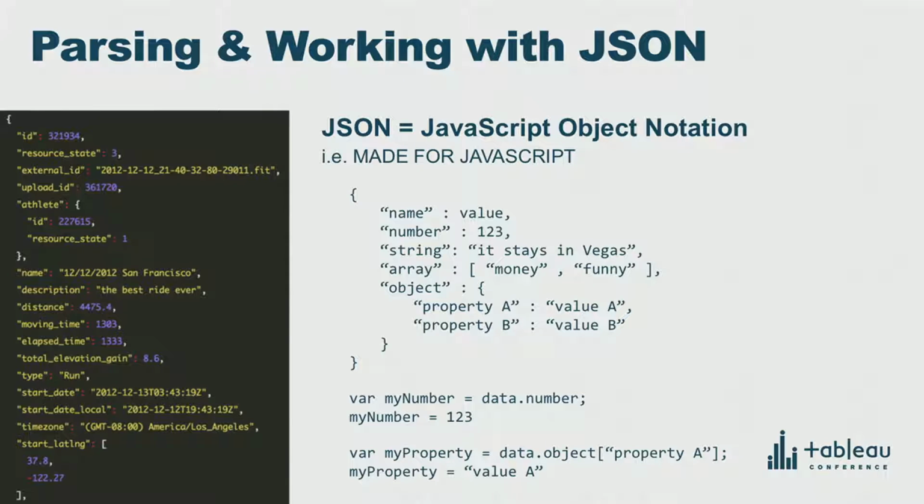So in the example here, you have a bunch of name-value pairs. The second one there, the name is number, and the number has a value 1, 2, 3. We can navigate through it just by using a dot in between each of the levels of the tree. So we can get all the way down to property A by just saying data.object.property A, and it would return the value to us.